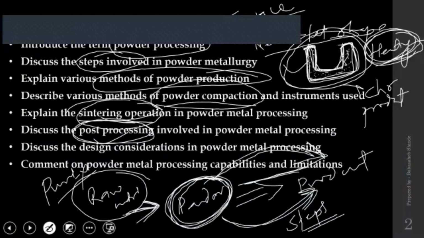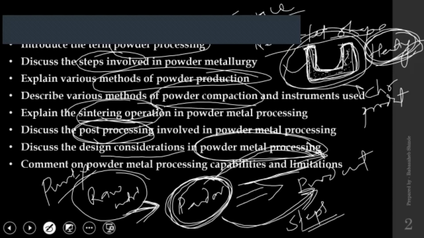Second last one, discuss the design considerations in powder metallurgy. So when you want to apply powder metallurgy to get a certain product, what care has to be taken, how powders have to be selected, how instruments have to be decided, how that operation has to be controlled, all these things have certain rules and regulations that have to be followed to have better efficiency or better productivity. So those things are called design considerations. And related to powder metallurgy, whatever design considerations are there, we'll be discussing.